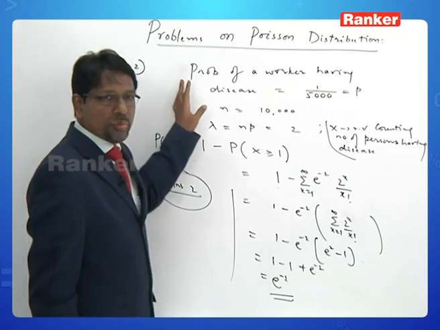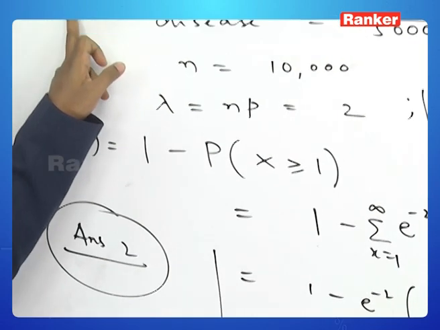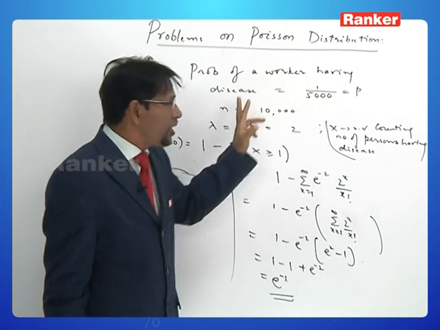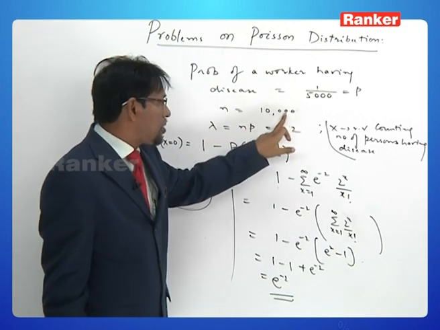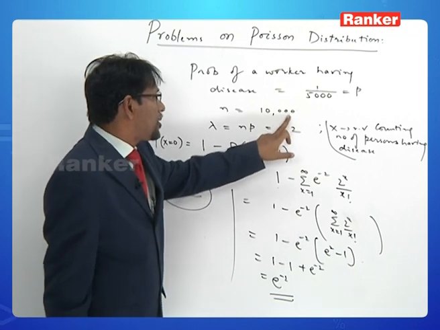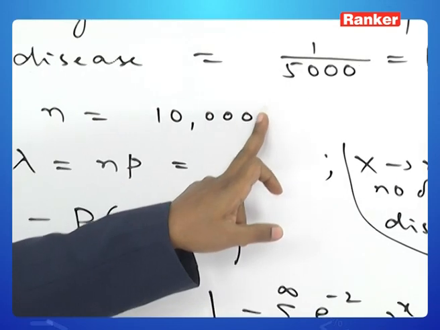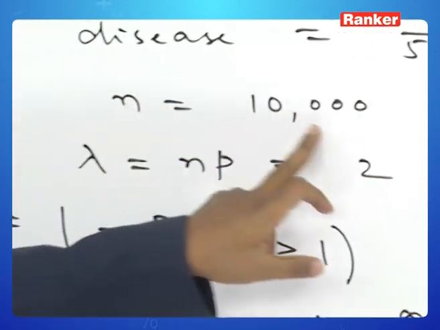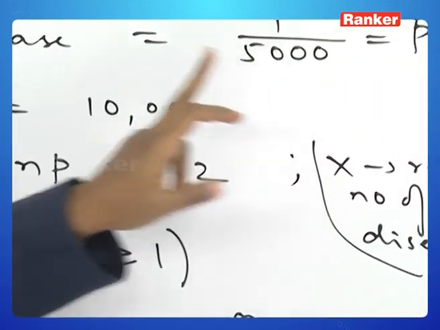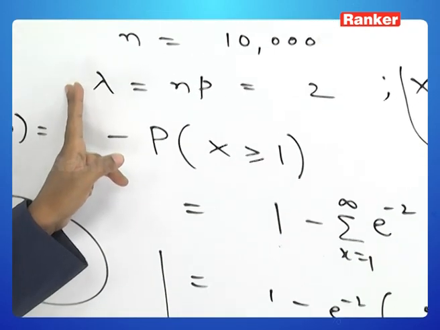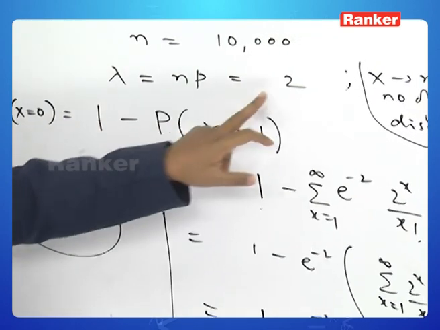Let's go by it once more. The probability of a worker having a disease is 1 in 5,000. How many workers are there? That is 10,000. So that gives us the number of times the experiment of finding a diseased person is done. So n is large, p is small, a case of Poisson distribution. What is the parameter? Lambda is equal to n into p. So we found the parameter.